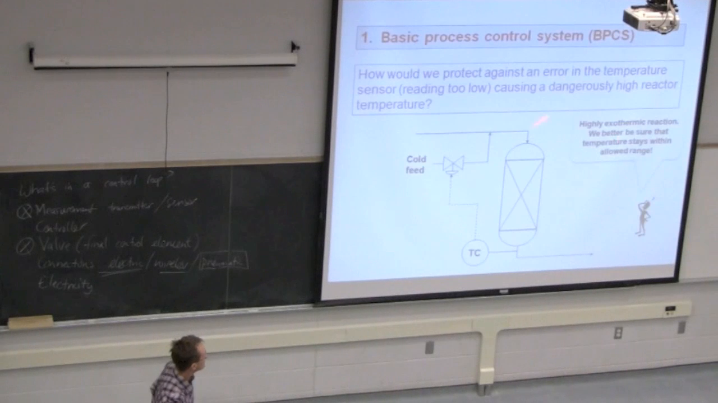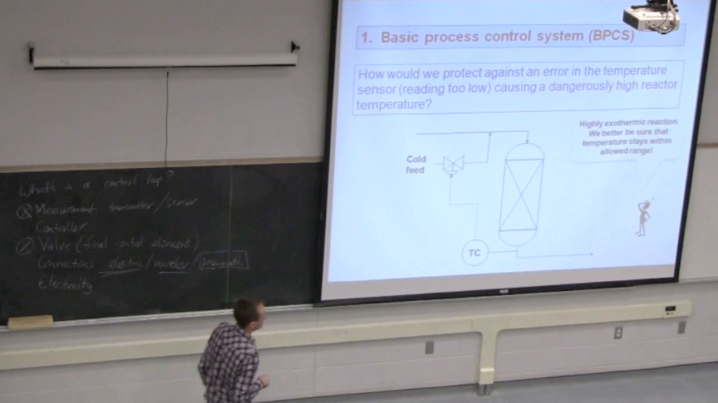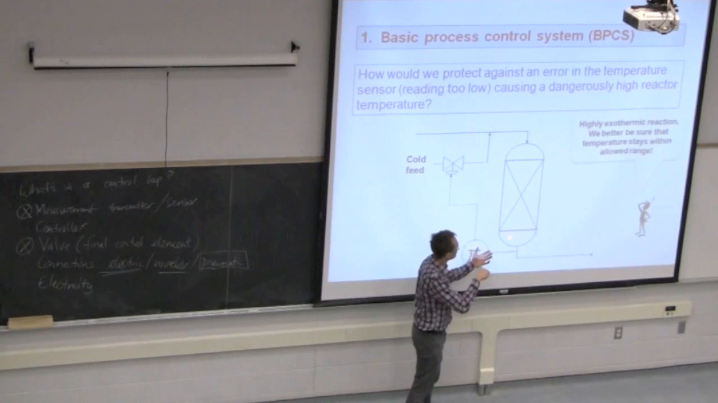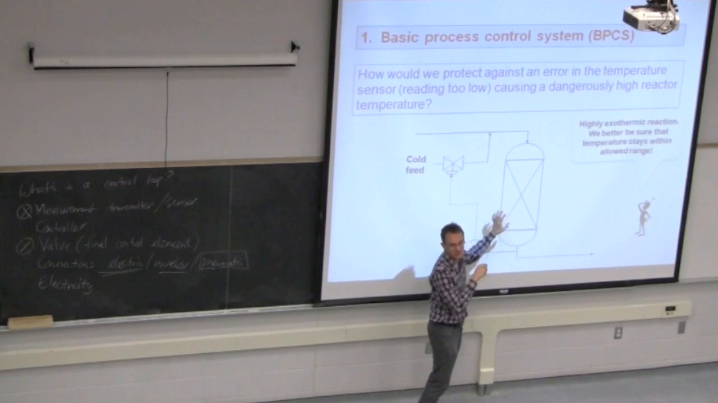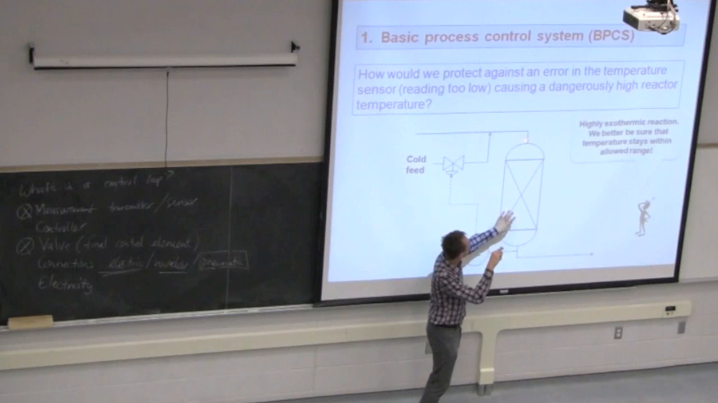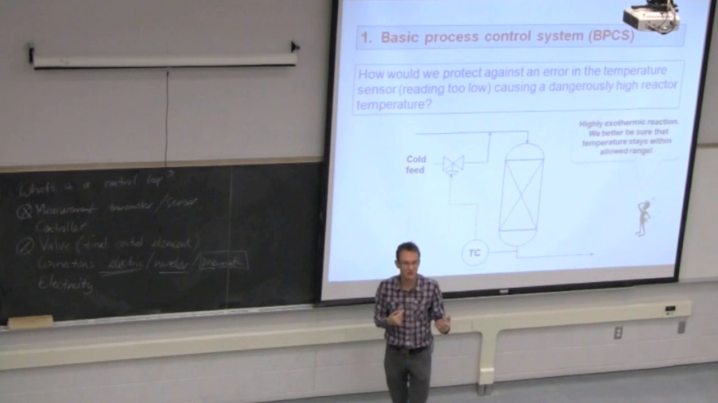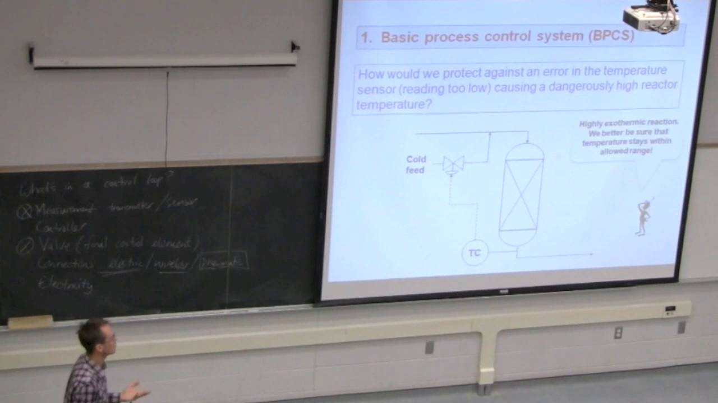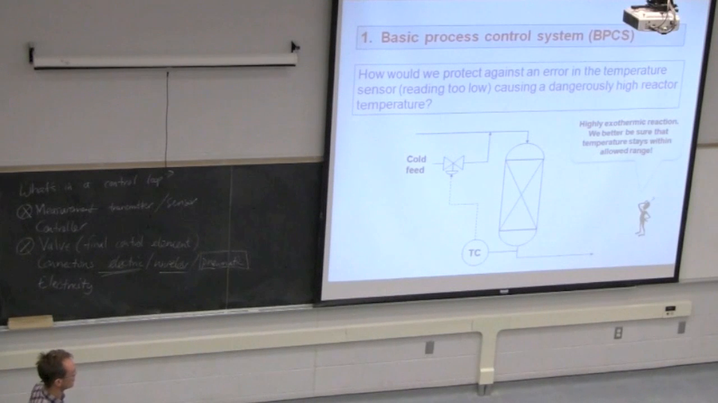In this unit over here, we've got a packed bed. You could argue that this controller bed is also protecting the equipment, because if this packed bed exceeded a certain maximum temperature, we could start to degrade our catalyst, and those catalysts are extremely expensive. So we're trying to protect the equipment in our process as well with that control loop.